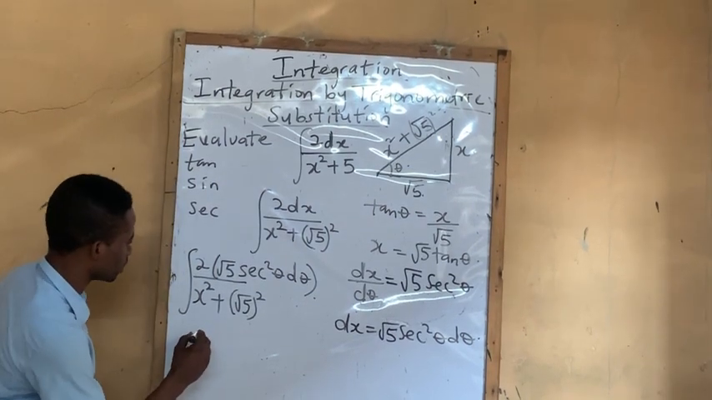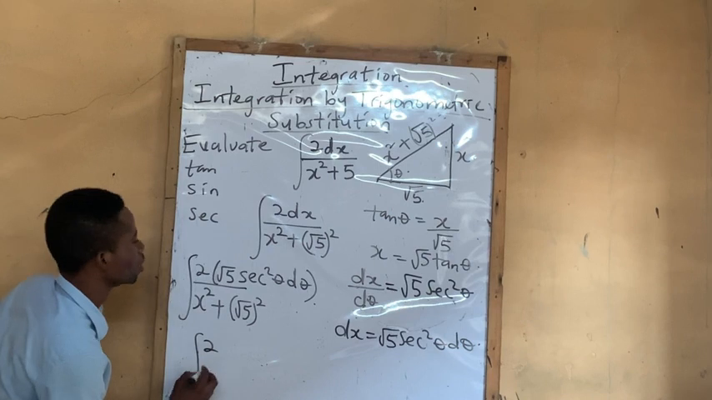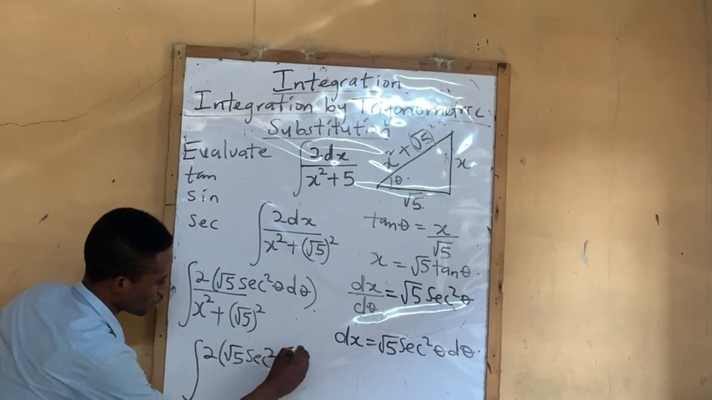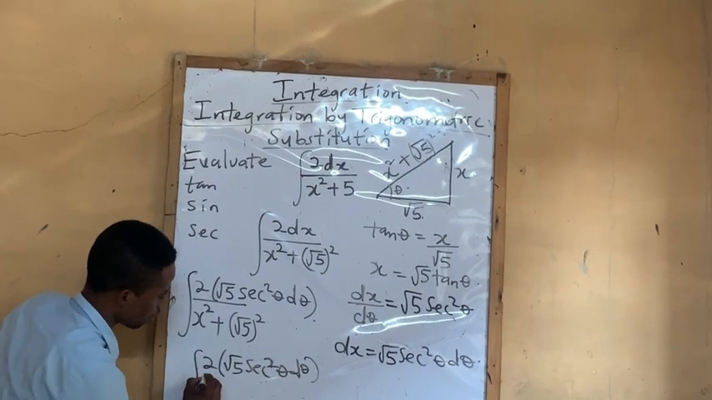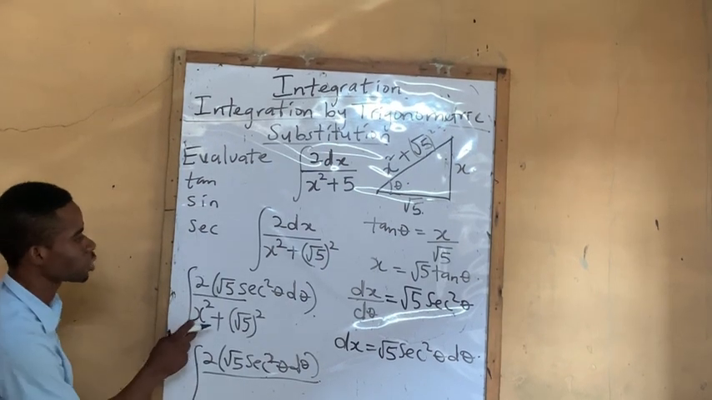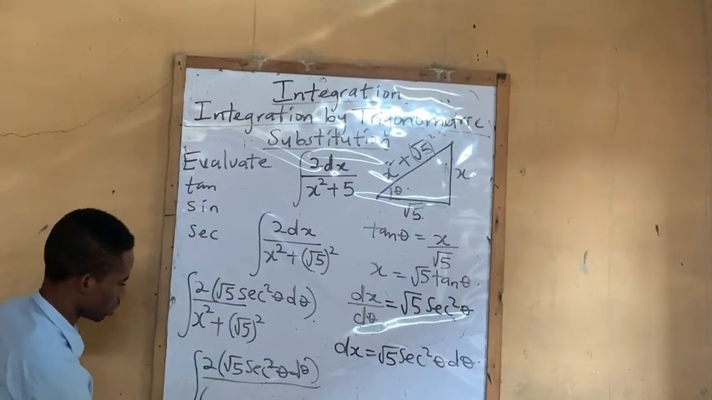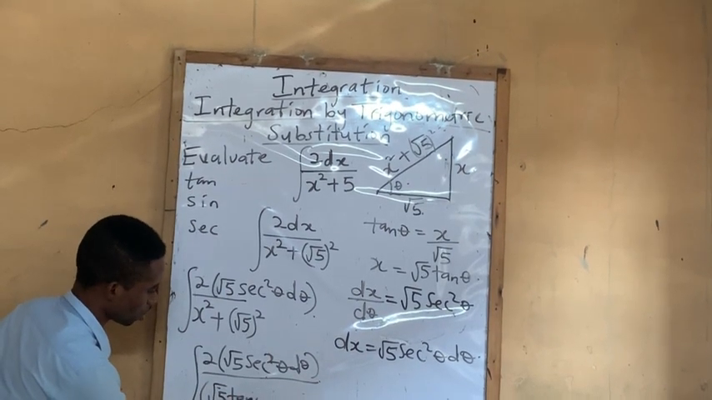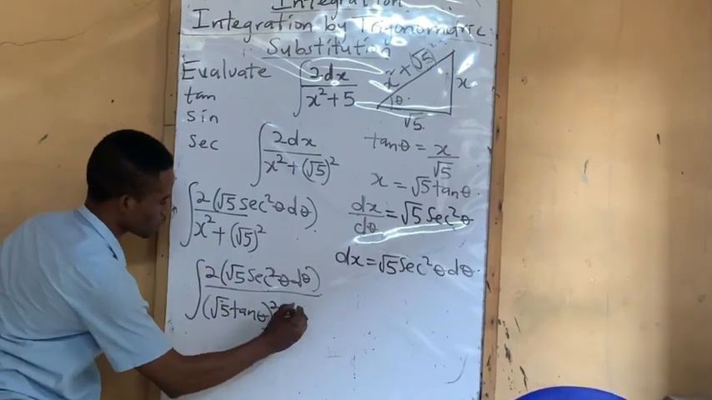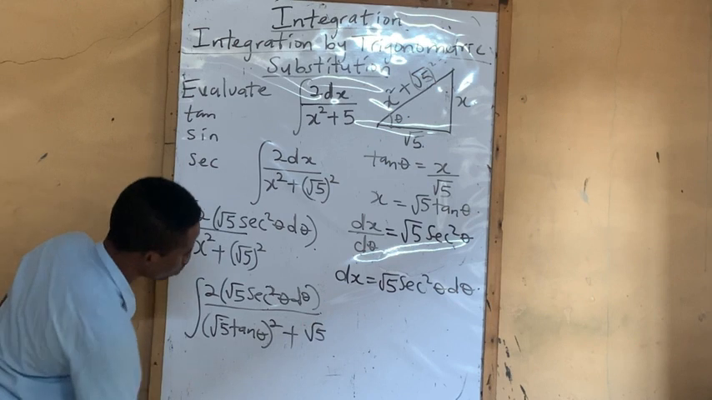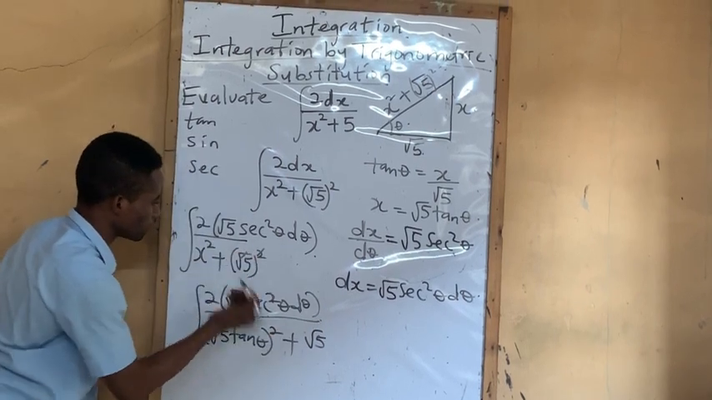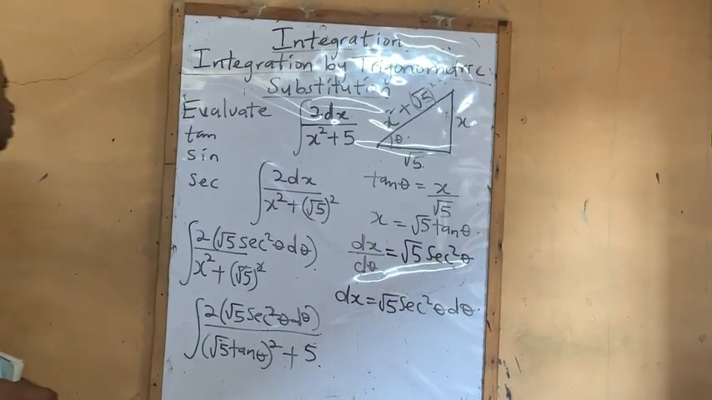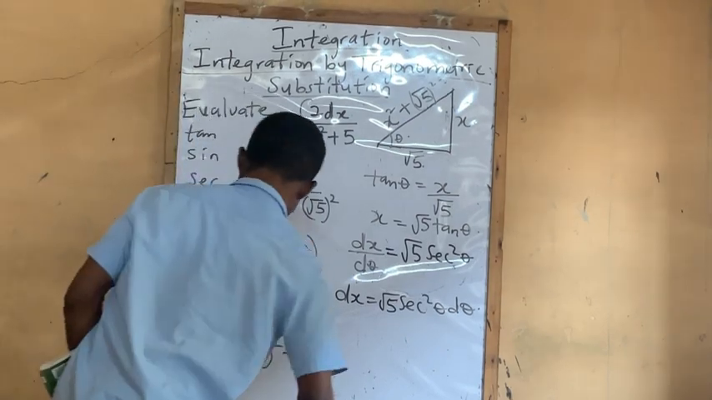That means I can also write: integral of 2 into bracket root 5 sec squared theta d theta, all over, what is my s? My s is root 5 tan theta. That means root 5 tan theta all squared plus 5. If I say this thing, we still cancel this, it's going to give me 5 automatically.